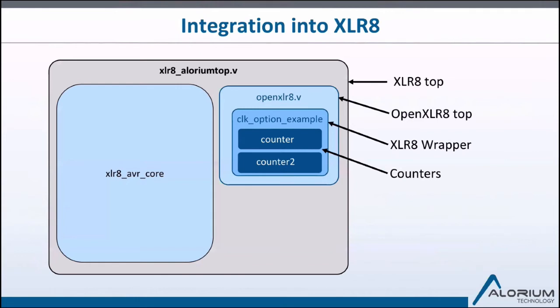Inside of that module, we're going to instantiate our clock option example, inside of which we're going to create two counters, one of which runs at the normal clock rate and the other that runs at our custom clock rate. So we'll be able to run those counters in parallel and then look at the counter values to determine if the ratio between those two counters matches the ratios of the clocks.